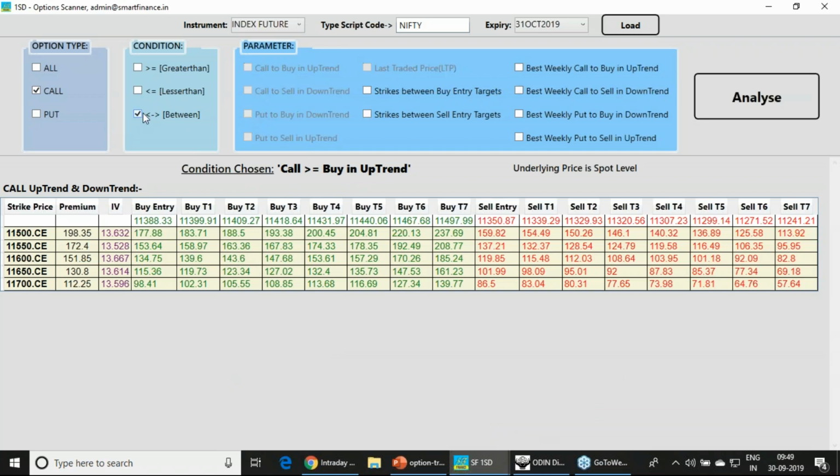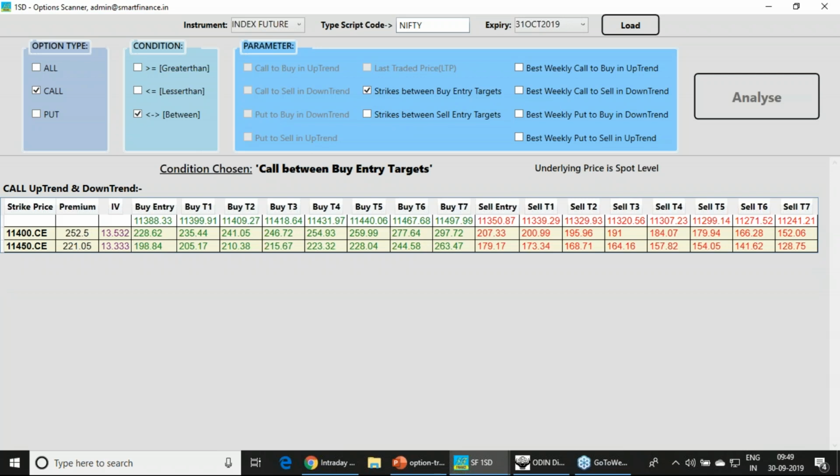Or between option, you can also say strikes to buy between the buy entry and target. This option also you can see. This is only suggesting 2 strikes. So this is how you can use the scanner.